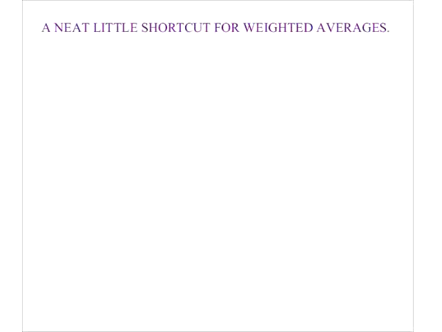Okay, a neat little shortcut for weighted averages. Here's a little build-up. I'm not just going to throw the shortcut at you right now. Instead, here's an example. Let's say the room is full of men who are 6 feet tall and women who are 5 feet tall. Say there are 70 men and 50 women in the room.